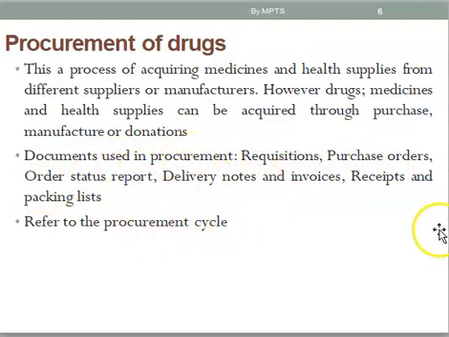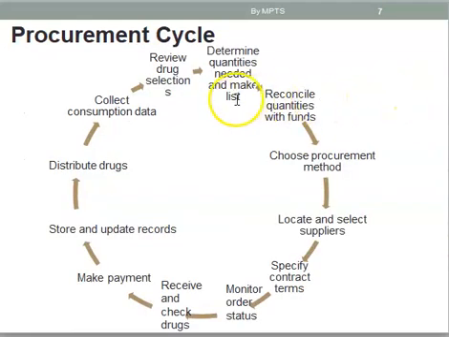Now, the procurement cycle. Sure, you know the procurement cycle. Briefly explained here: we have collection of consumption data, review of selection, determine quantities needed, reconcile the quantities, choose a procurement method, locate the suppliers, specify contract terms, monitor order status, receive, make payment, update records, distribute, and of course the cycle repeats. However, in case you already have a supplier, most of these steps you don't need to go through again. This one is for those people who are just starting.